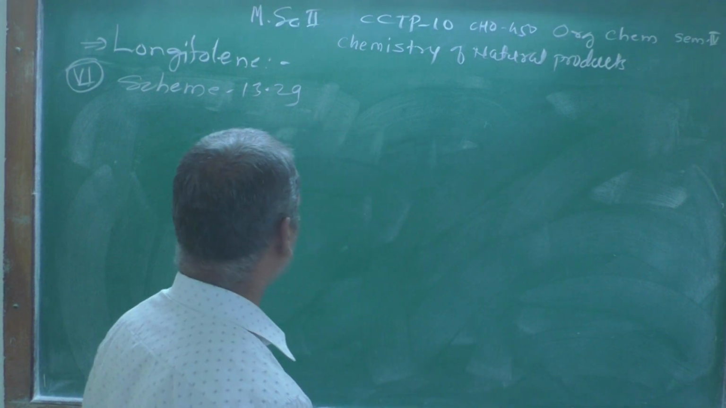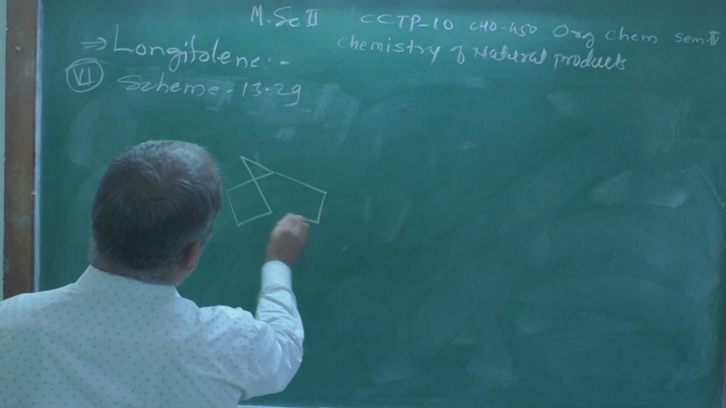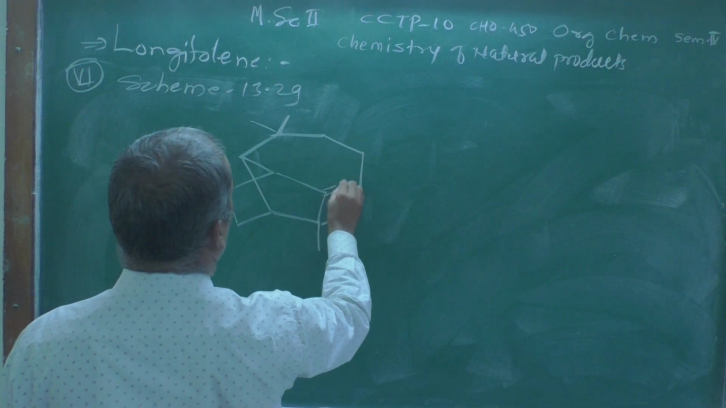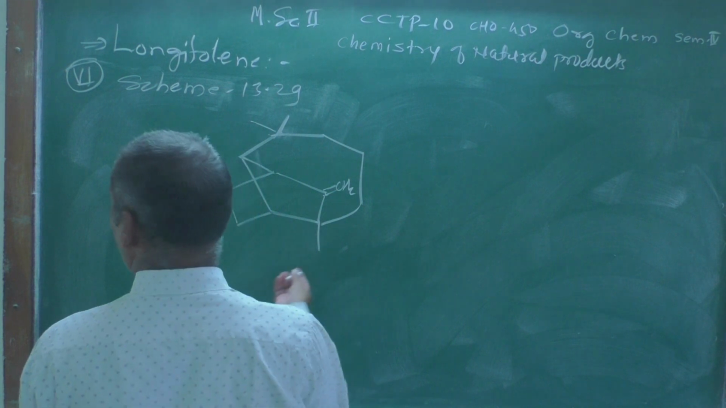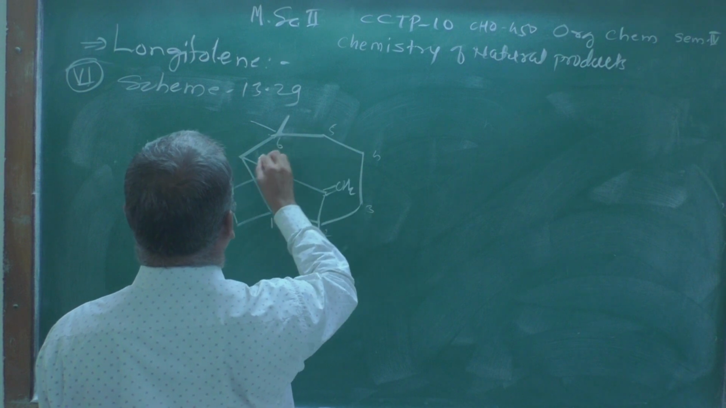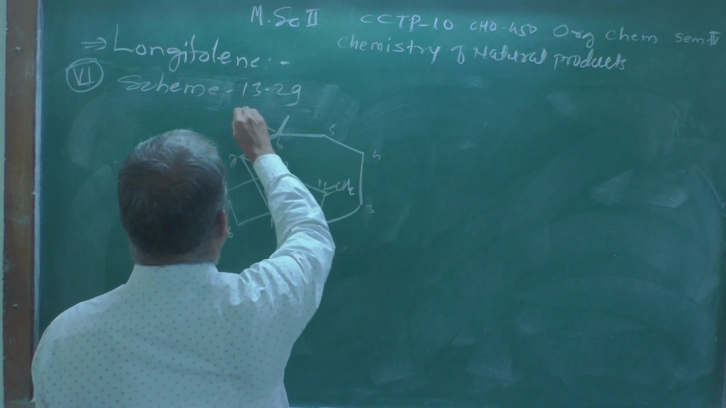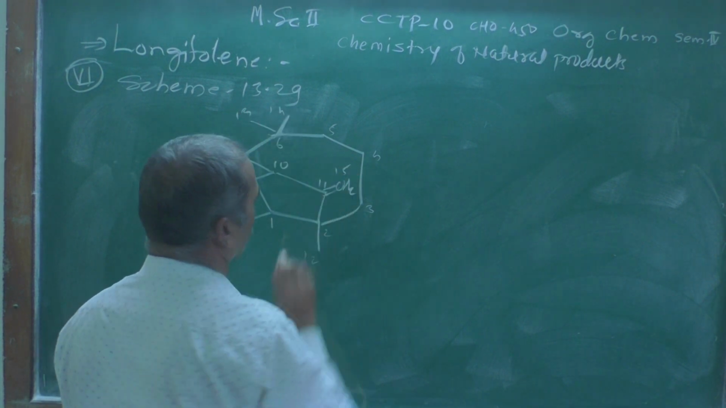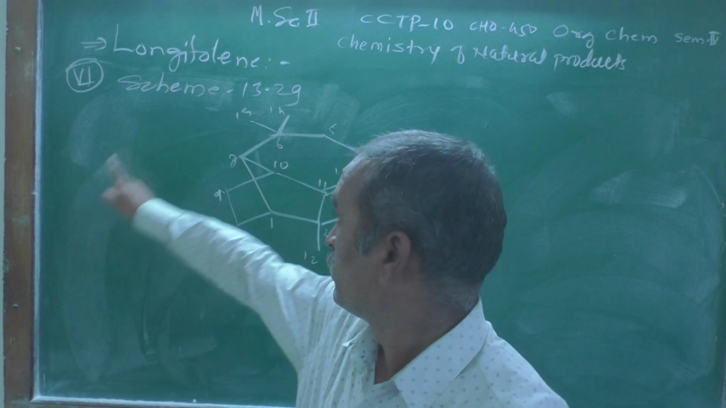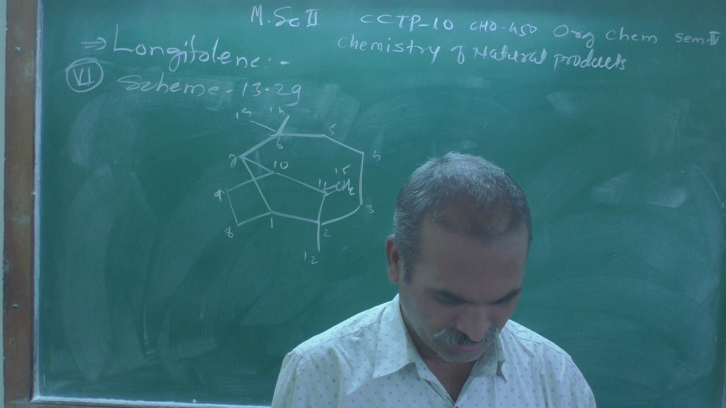be introduced. So, if you remember the structure of longifolene, this is the structure, and we also know the numbering of the carbon atoms: 1, 2, 3, 4, 5, 6, 7, 8, 9, 10, 11, 12, 13, 14, and this is 15, the last one. This is the general carbon numbering system followed here.